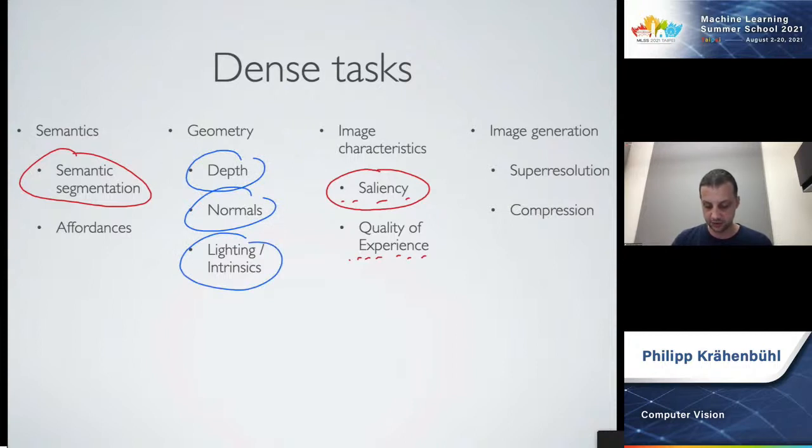You can regress to quality of experience if you have non-binary data, the same as you can regress to saliency if you have non-binary data. Super resolution and compression are definitely regression tasks. And affordances can again be either binary, if you just want to know is this drivable or not drivable, or it can be continuous if you want to estimate how drivable something is.